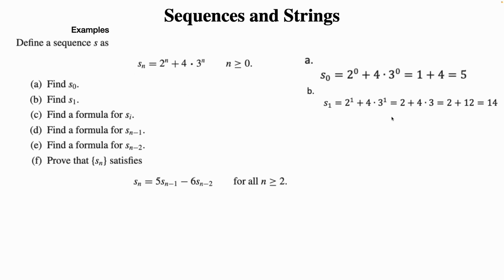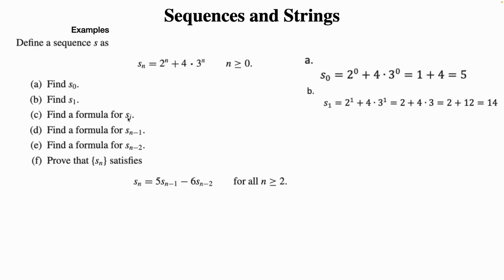What if n is 1? S_1 equals 2 to the 1 plus 4 times 3 to the 1. So 2 to the 1 is 2, 3 to the 1 is 3, so this becomes 2 plus 4 times 3. 4 times 3 is 12. You add 2, you get 14.